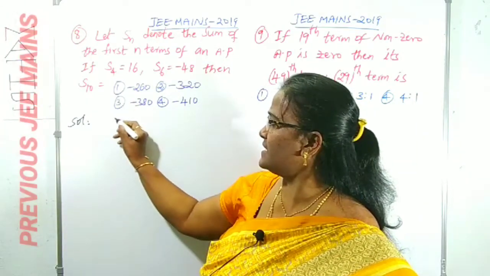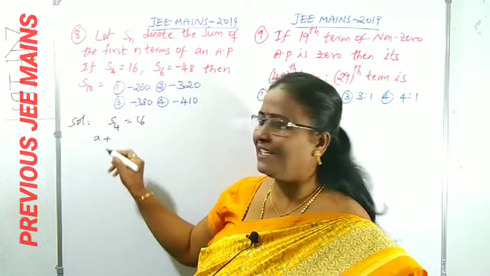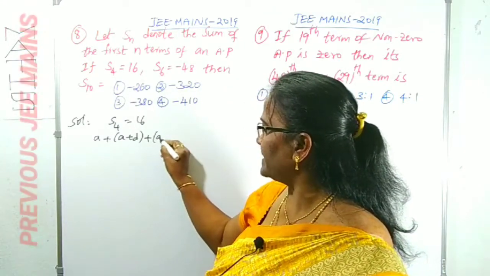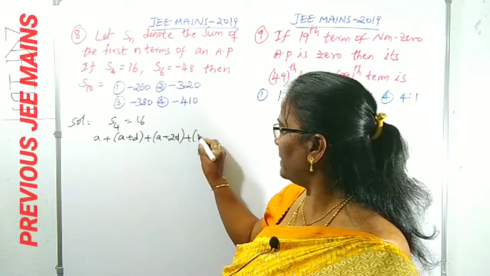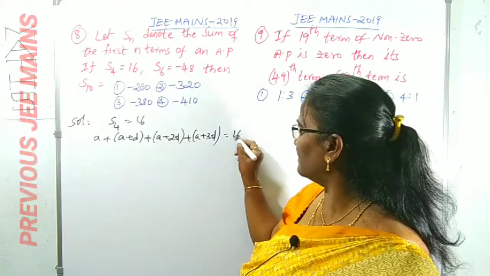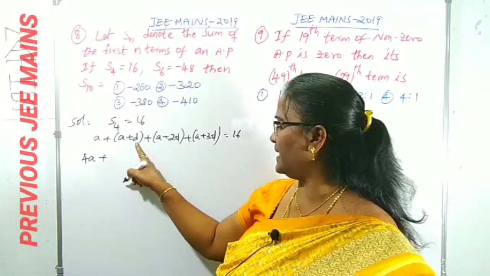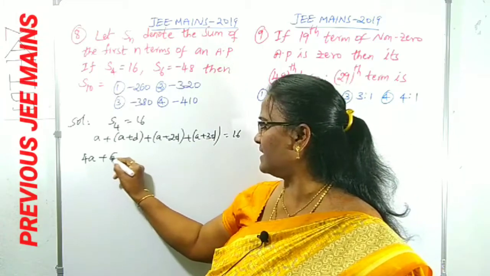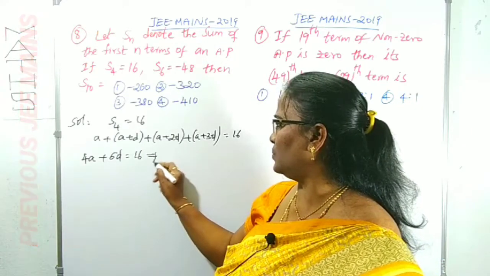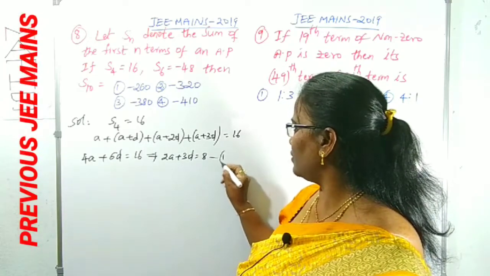S4 is given as 16. S4 means the sum of the first 4 terms. The first term is A, and directly we can use the series: second term A plus D, then A plus 2D, and A plus 3D. S4, taking up to 3D, is given as 16. We can add: A plus A, 4A will come, plus D, 2D, 3D, that is 6D, is 16. Now we can cancel out the 2s. 2A plus 3D is 8. That is equation 1.